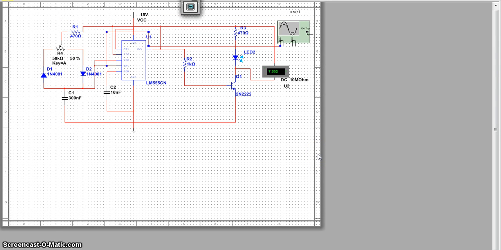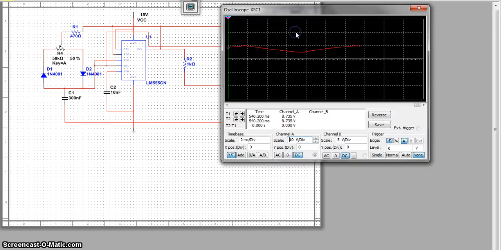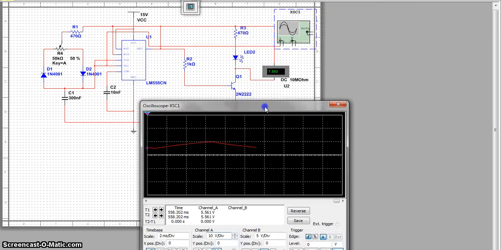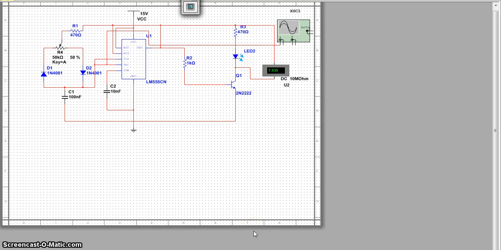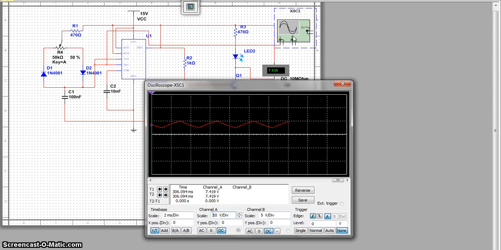Now we will go through the waveforms of the circuit. Since I mentioned the working in a theoretical aspect, here we can actually observe the waveforms at different points. Like I've mentioned, at pin number 2, the trigger, the waveform can be observed as such. This is the case when we have taken the capacitor as 300 nanofarad. The frequency of the circuit when C1 was 300 nanofarad was comparatively lower than the case when I have now changed C1 to 100 nanofarad.